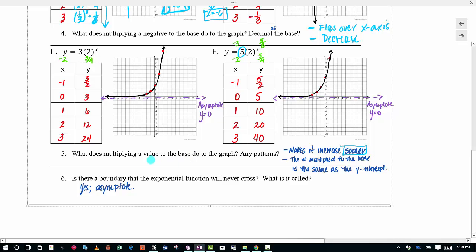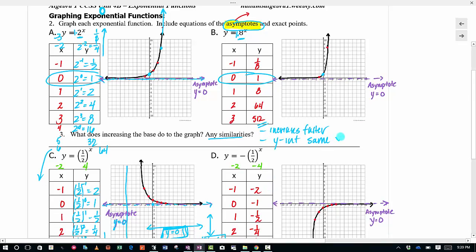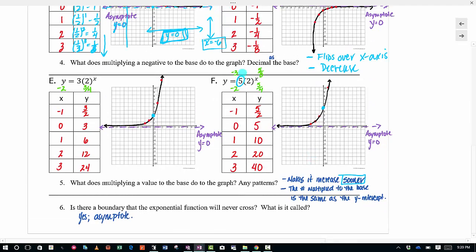So what other questions here? Any patterns? Yeah, the number multiplied to the base is the same as the y-intercept. Oh, did you catch that? 3, y-intercept of 3. 5, y-intercept of 5. Let's go back up here to the top. 2 is really multiplied by a 1, or y-intercept of 1. Right here, 8 is really multiplied by 1, y-intercept of 1. So we notice how we said the y-intercept was the same here. Now it's starting to make a little more sense. Whatever number our initial value, or the number that's multiplied to the base, ends up being our y-intercept.